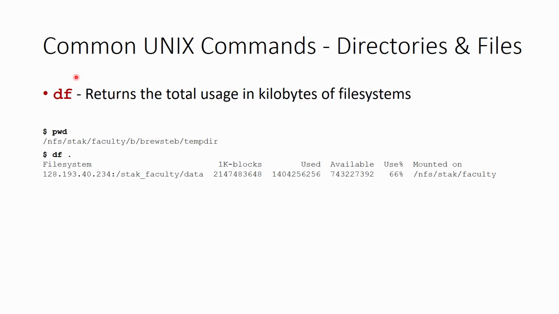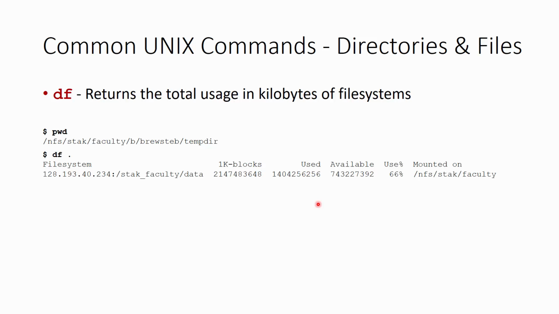df is going to tell me the total usage in kilobytes for the entire file system. So if I print out my working directory, I can tell where I am, which is on this stack disk. And if I say df dot for my file system, it will tell me, for all of the data that's available on that file system, what the current usage is.